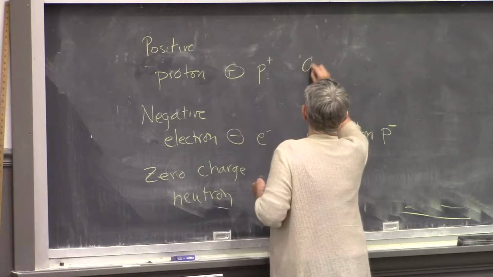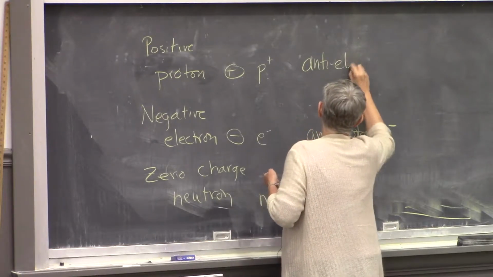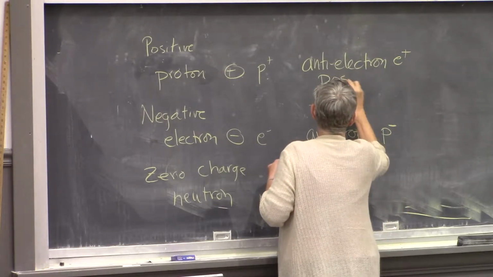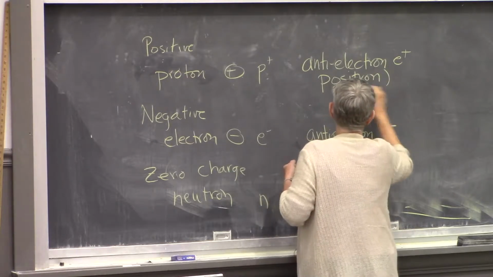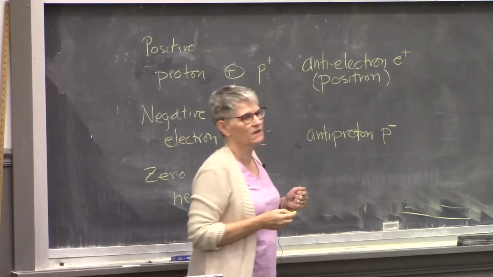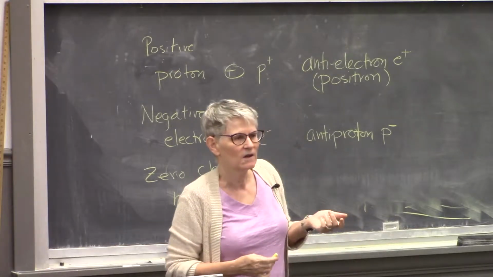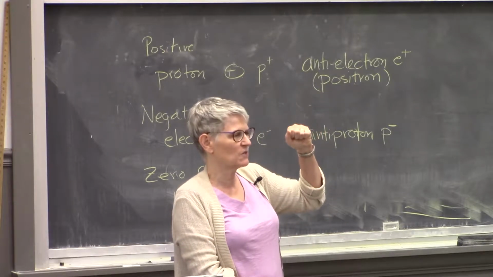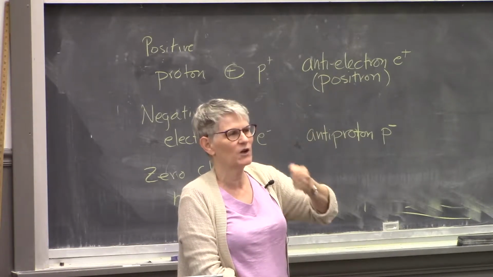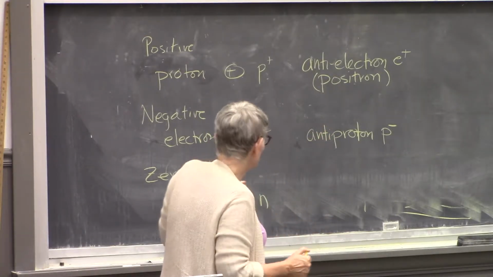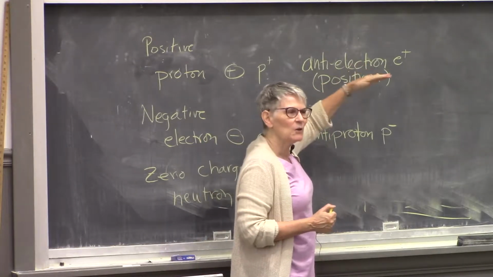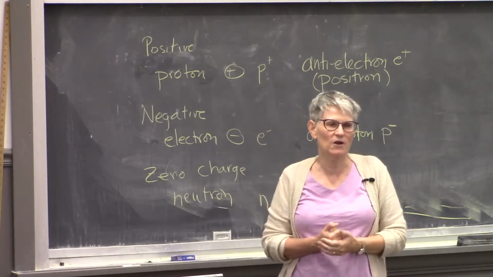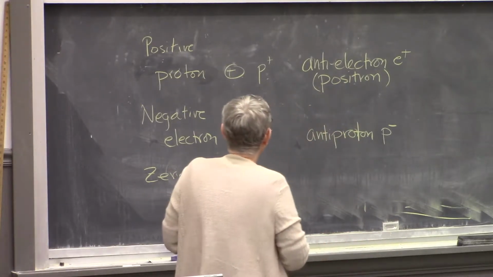There are antielectrons. Write it E plus. These are often called positrons. And there's even a medical technique called positron tomography, where if a living thing ingests something that is radioactive and emits positrons, then you can use a detector to actually image what's happening, say, in the brain tissue or other tissues. So positron tomography is a thing.